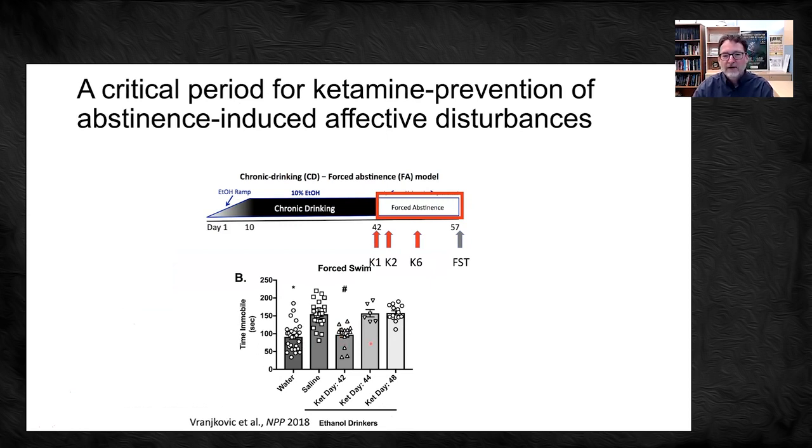So in each of these bar graphs down here, we've given ketamine at a different time point, but in each case measured forced swim at the same time point, 2 weeks after the initiation of forced abstinence. So each of these is a separate cohort of animals. And so these data suggest a very interesting possibility that there's a critical period at the initiation of forced abstinence where you could inoculate the animal or individual with a pharmacological intervention that might prevent the manifestation of some of the behavioral consequences that emerge that may drive subsequent relapse behavior.